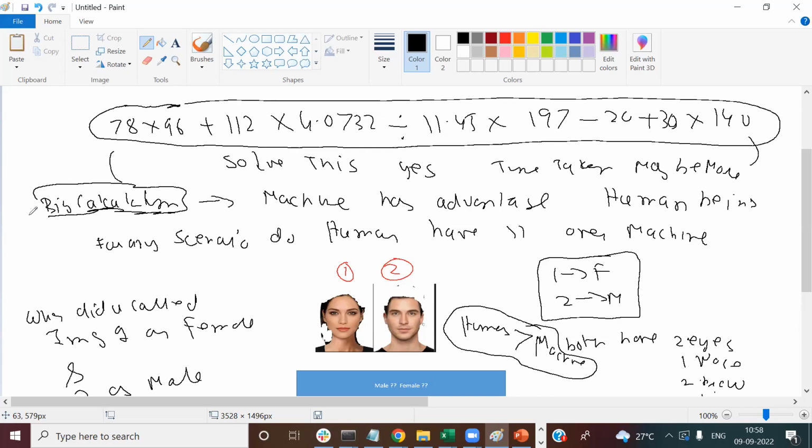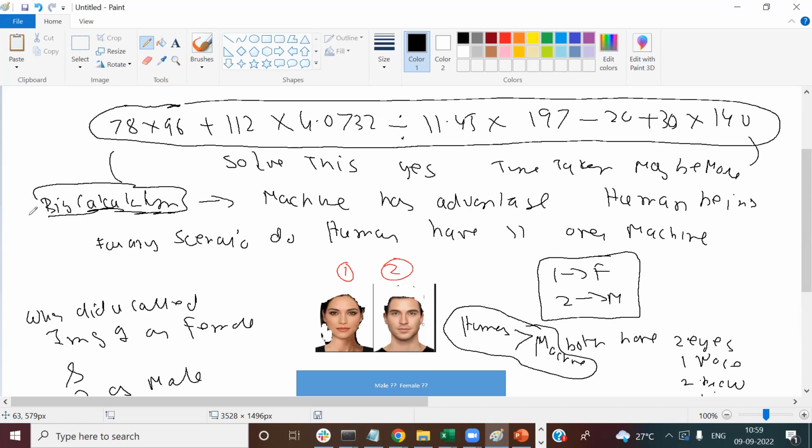Okay. So when it comes to facial recognition, emotional recognition, voice recognition, let's say you are hearing a song on a radio, you can tell, okay, who could be the singer. Or if you're talking to your friend on a phone and you are not able to see his name and his face, you can still recognize his voice. So voice recognition is a very simple thing for human beings, but it is a very difficult thing for machines. Okay. So in these scenarios, human beings have an advantage over the machine.